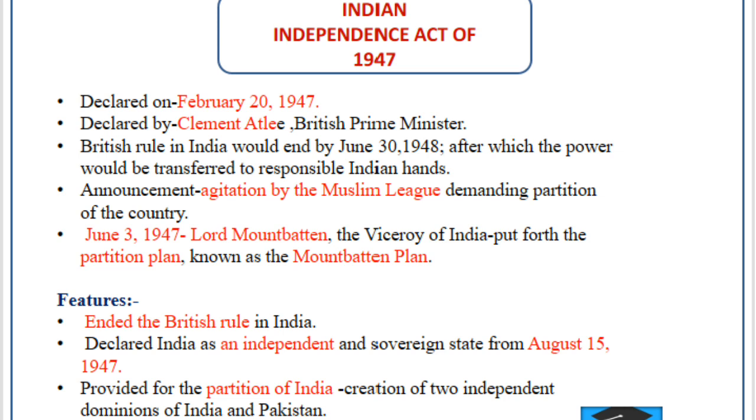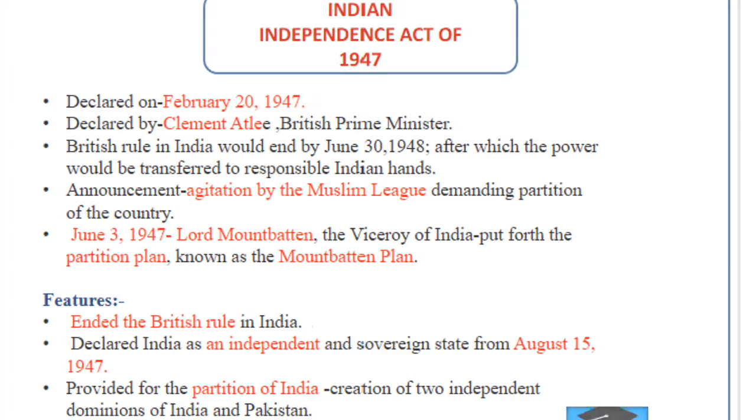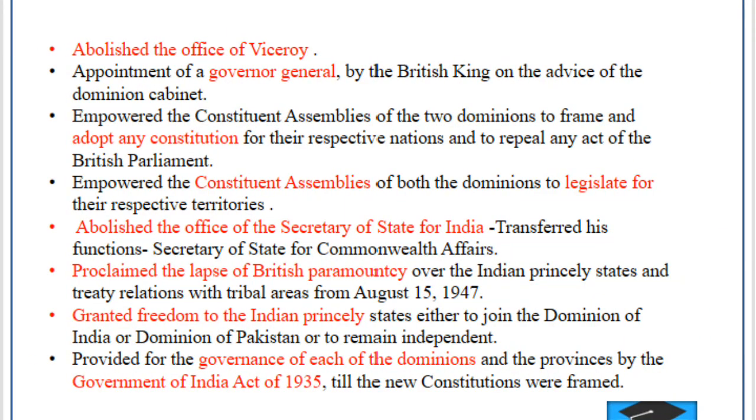This plan was accepted by the Congress and the Muslim League. Immediate effect of the Mountbatten Plan was given by enacting the Indian Independence Act of 1947. The features of this act are: it ended the British rule in India and declared India as an independent and sovereign state from August 15, 1947. This act also provided for the partition of India and the creation of 2 independent dominions of India and Pakistan, with the right to secede from the British Commonwealth.